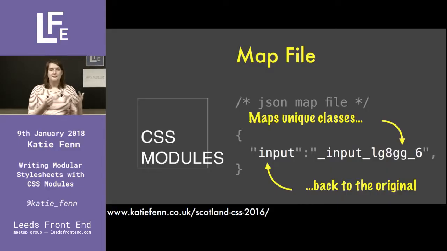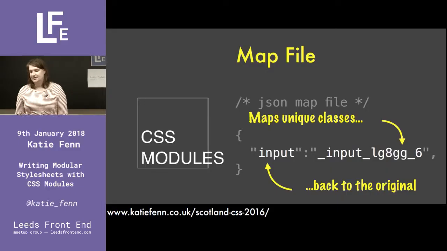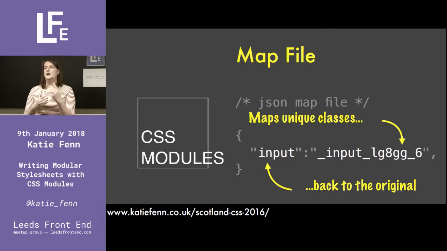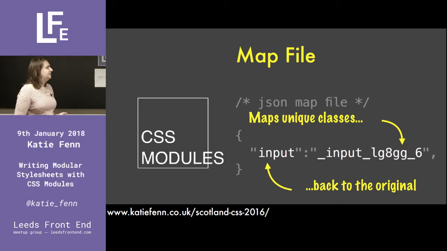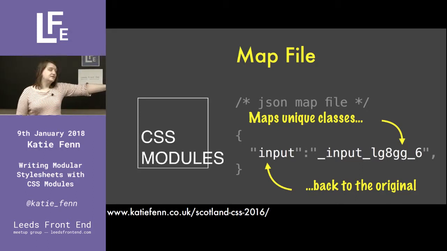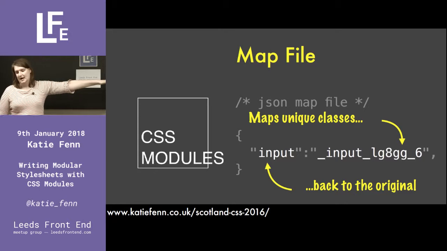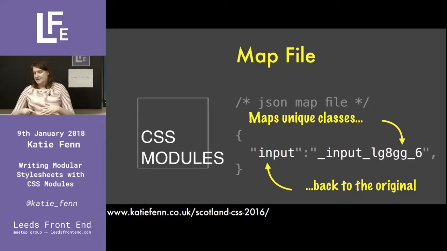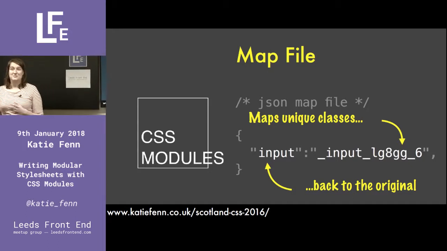Plugins also create map files in JSON format so that you can map those localized, unique class names back to their original. So if you wrote input in your source file, then you can use this map file to get the unique class in your templates, and you can load those in. This is in JSON format, so you can use it in practically any scripting language, PHP, Node.JS, Ruby on Rails, or Python if you want to.